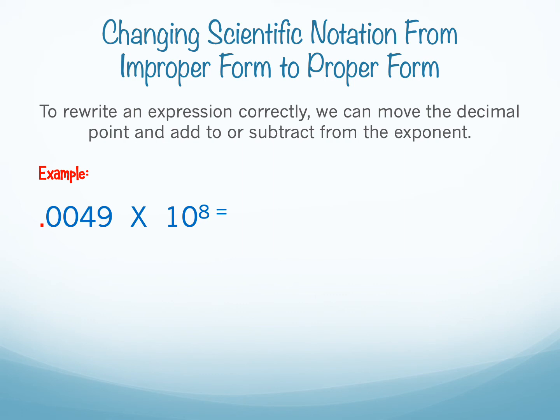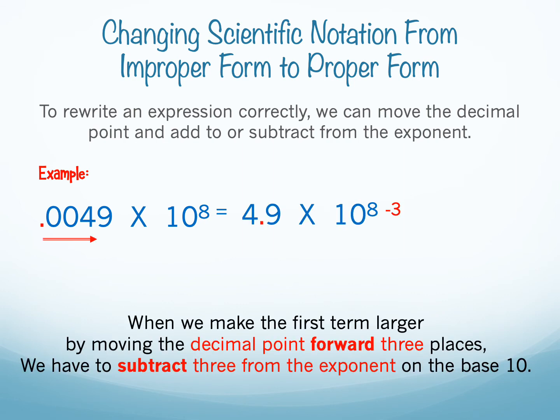In this example, we're moving our decimal point forward 3 places. By moving it forward 3, we must subtract 3. And our answer is 4.9 times 10 to the 5th power.